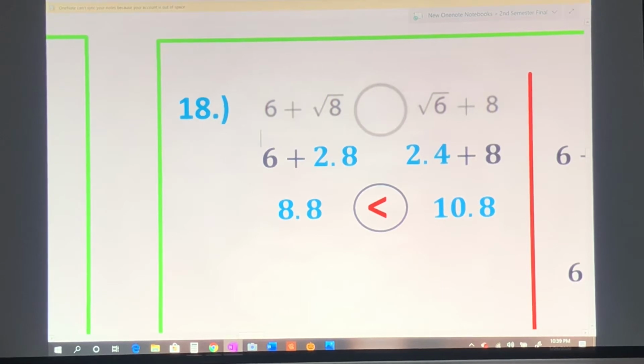So you could literally do what we did where we estimated the square root. The square root of 8 sits in between the square root of 4 and the square root of 9. You could do all that estimation and you could get these numbers and you'd round it off to there and round it off to there. You could do it that way.